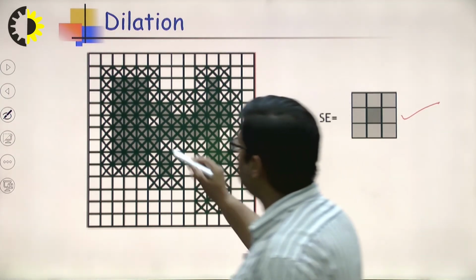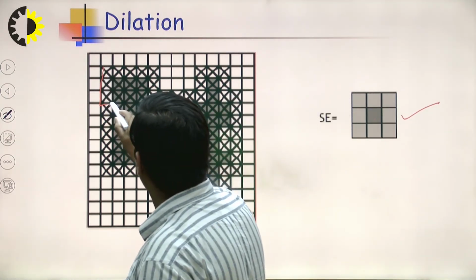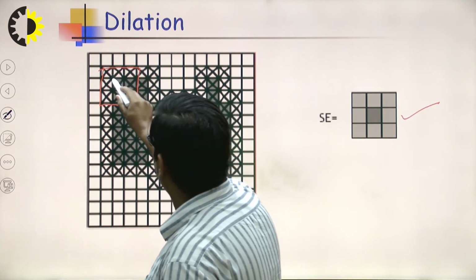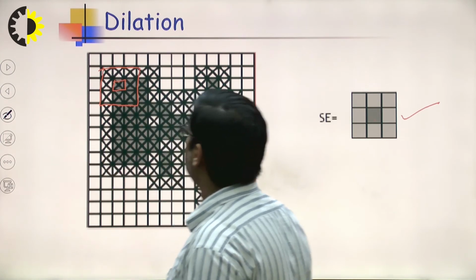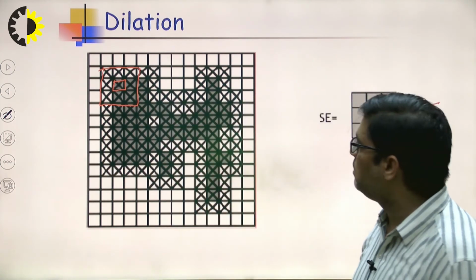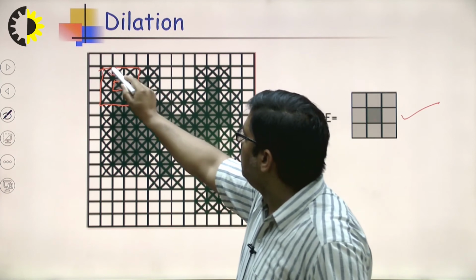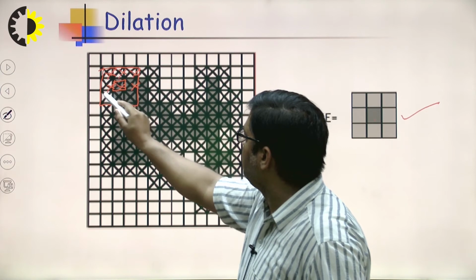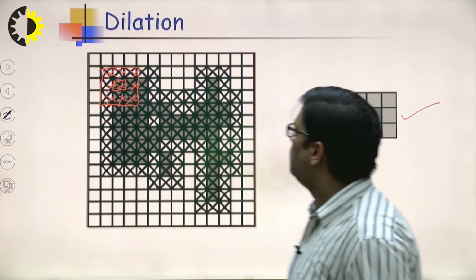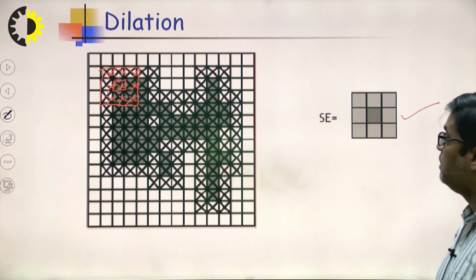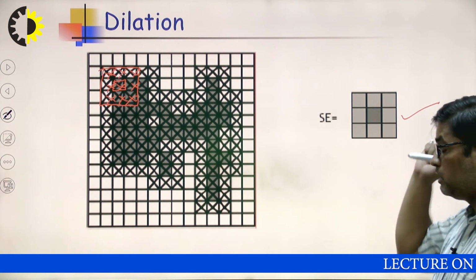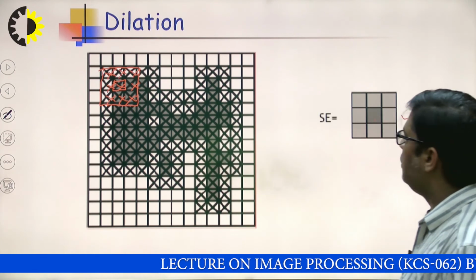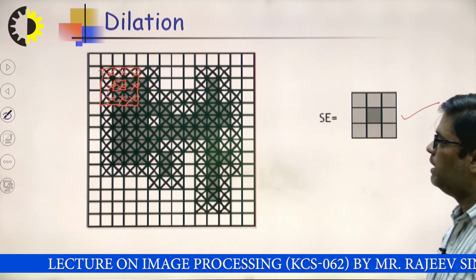Here, whenever I overlap this structuring element on the image, the central pixel is matching. As soon as we find that the central pixel is matching, we highlight all other values. This was the idea behind dilation. If I apply this structuring element on the entire image, then this star part shows the example of dilation.